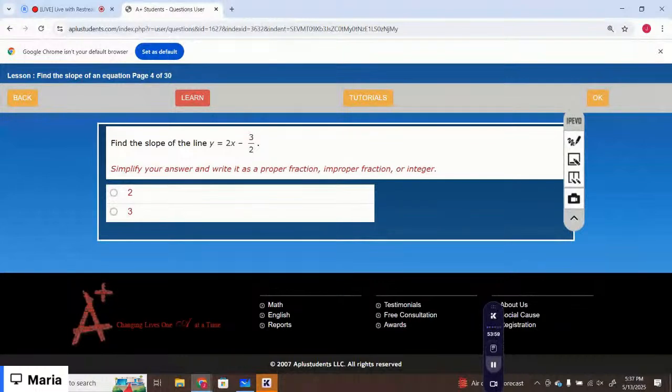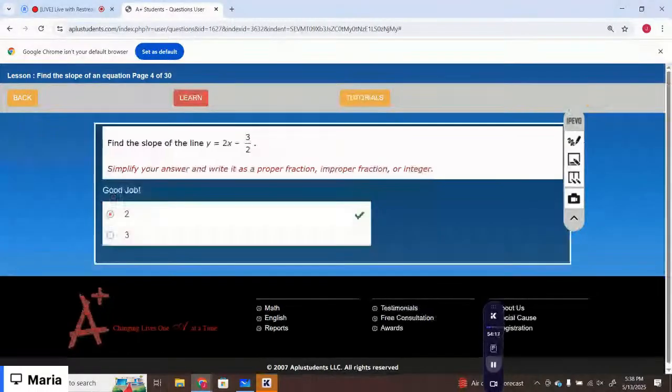Find the slope of the line y equals 2x minus 3 by 2. So which is the correct option? The slope is 2. Option number 1 is the correct option.